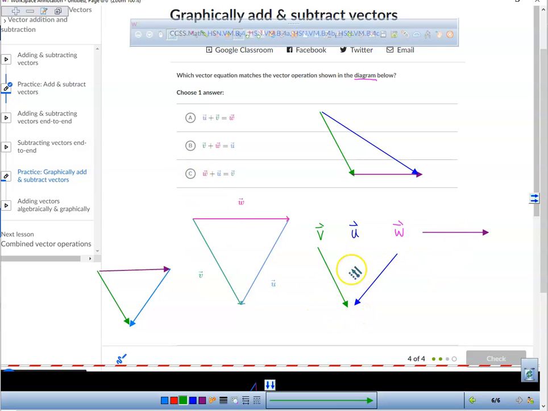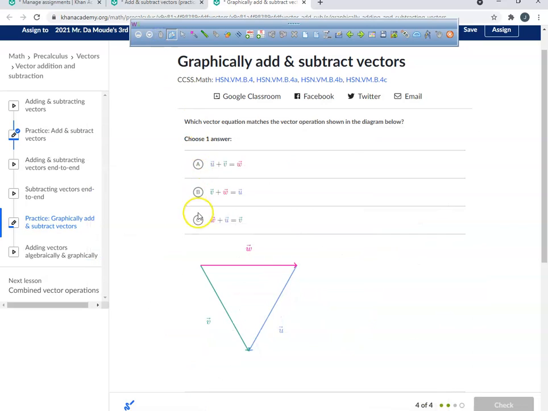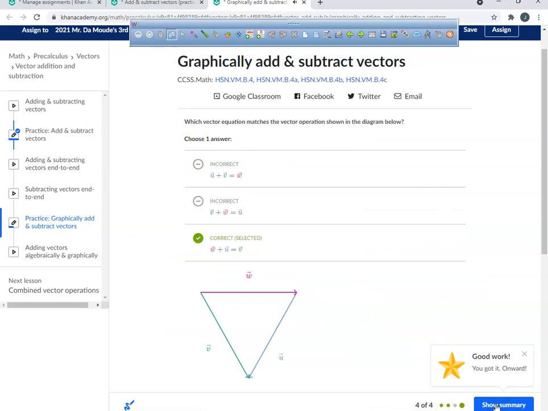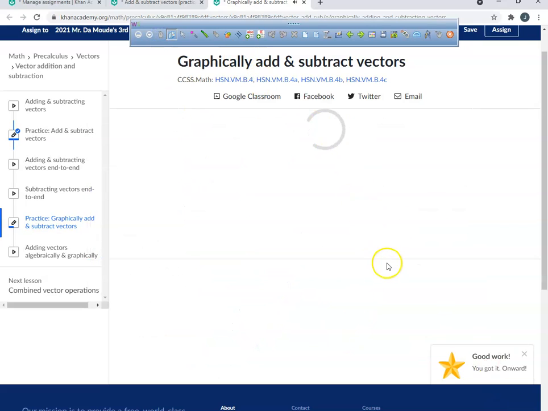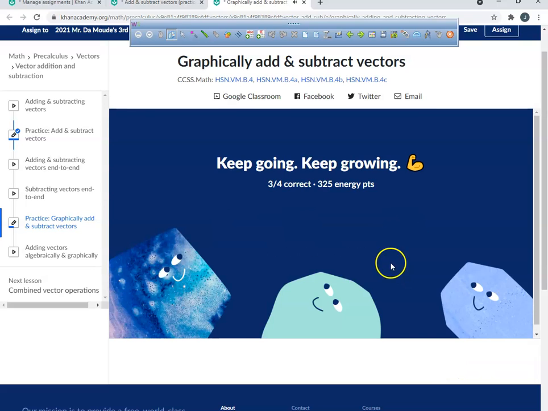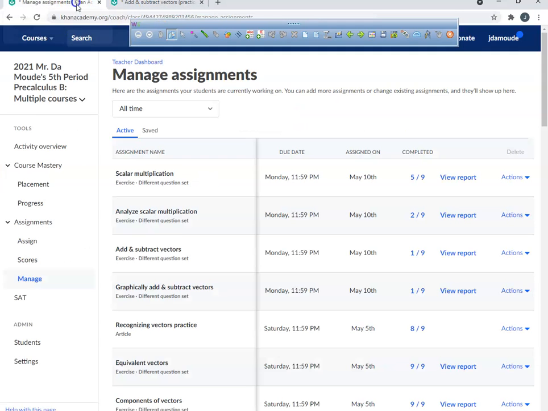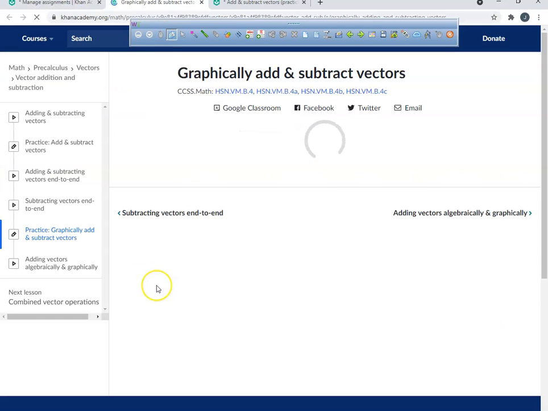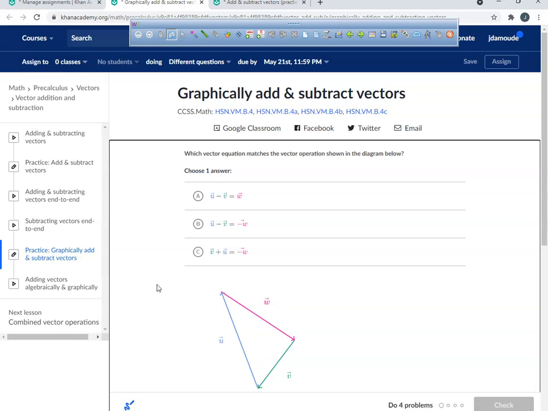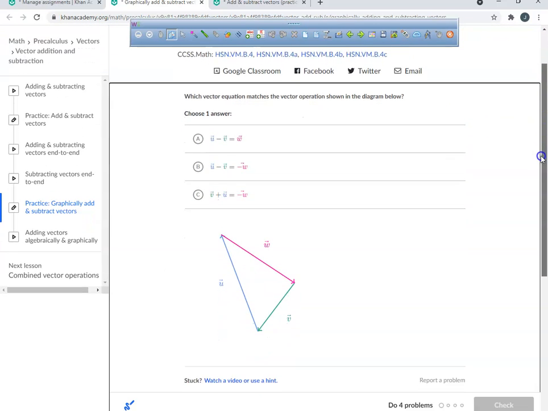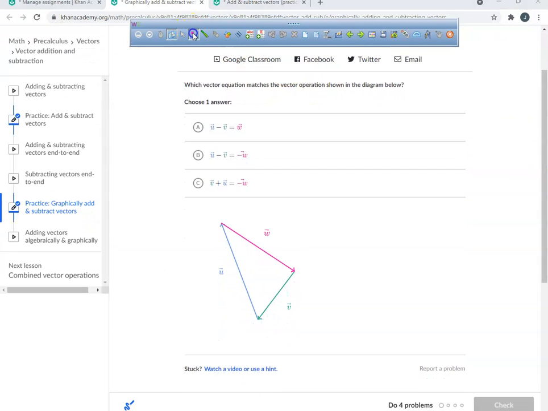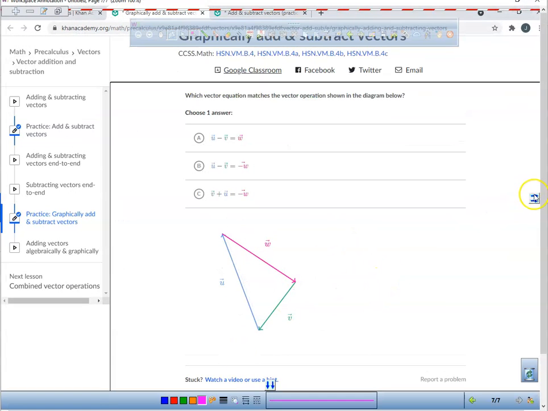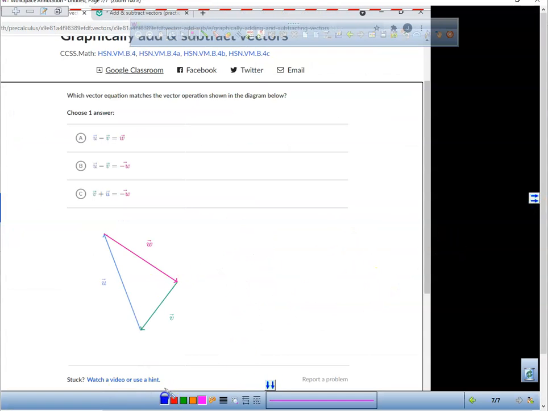So I take all of my graphical representations, I put them together and figure out which one is going to work. So I'm going to choose answer choice C. And then I'm going to do it again. I'm not going to get tricked this time. All right, so here we go. If you're wondering how I'm going to do these, I'll do it one more time.